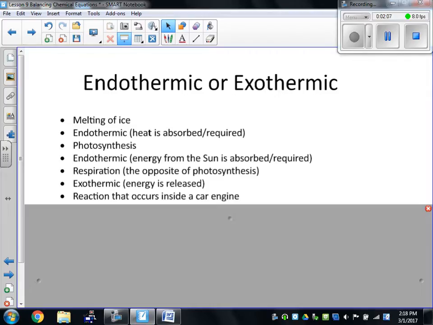Reaction that occurs inside a car engine takes in energy or releases energy? Exothermic, right? And we are combusting fuel, basically. And you know when you are driving, especially nowadays and in the wintertime, you see smoke come out of the exhaust pipe, which is not really smoke, hopefully, right? That is more likely what? Steam, right? Water vapor, okay, as a product of exothermic, H2O, steam, okay?